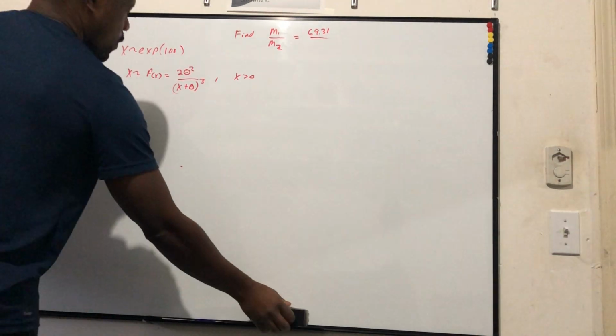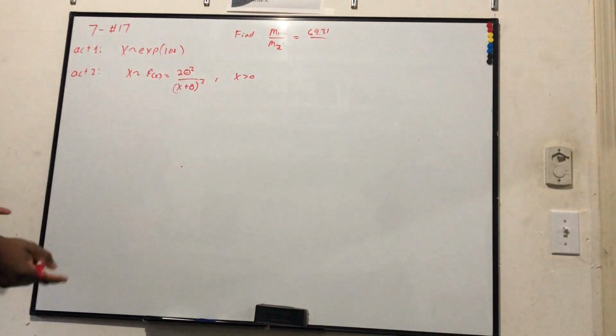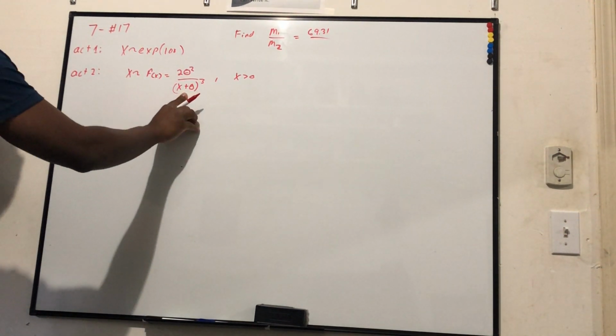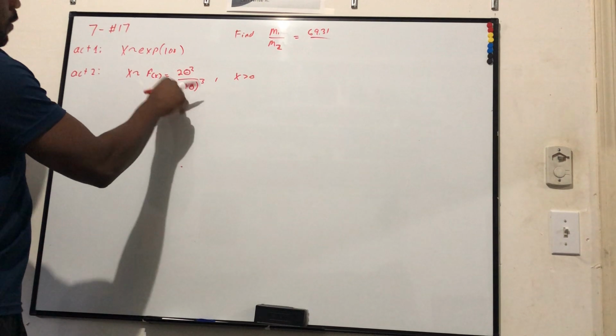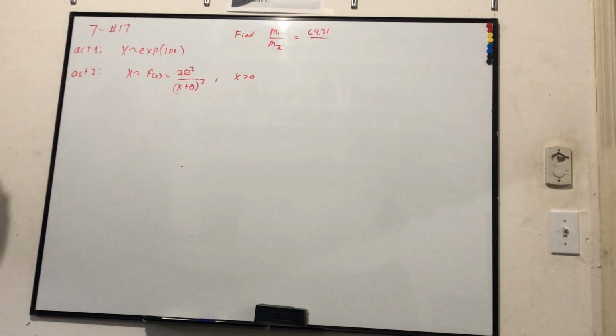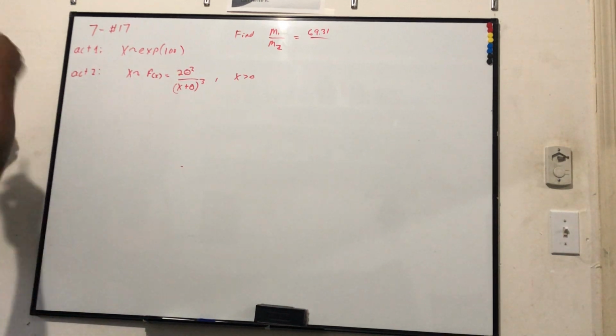But we need to know what M2 is. We don't really know what theta is. We know that theta has to be greater than 0. That's the only thing that we do know. But x is greater than 0. It's the only thing we do know.